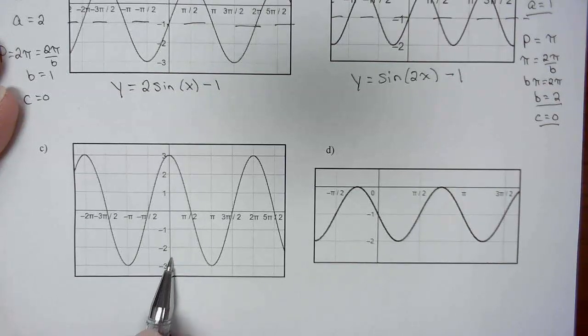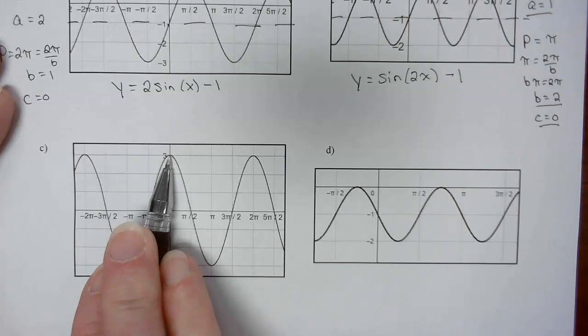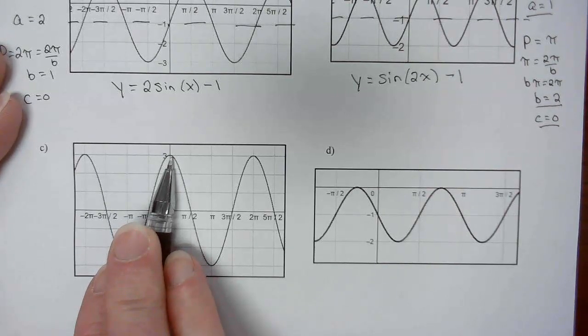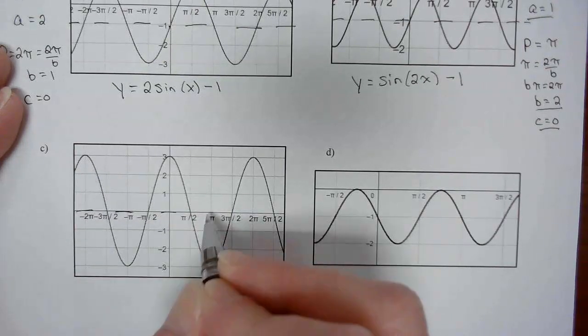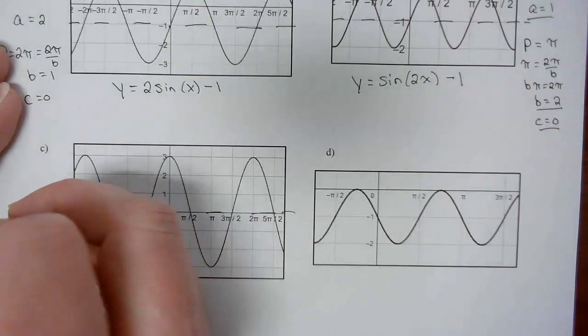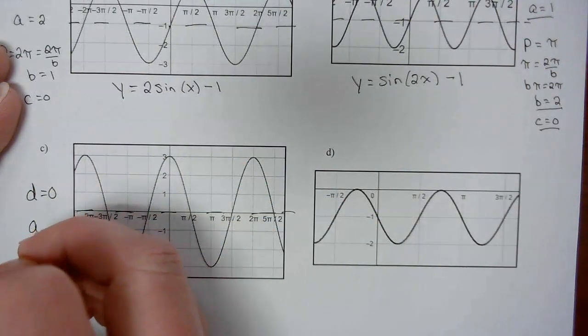Now this one, notice it's starting at a maximum. I think I want to use cosine for this one. All right. What is our midline? Well, the midline here is 0. Amplitude is 3.